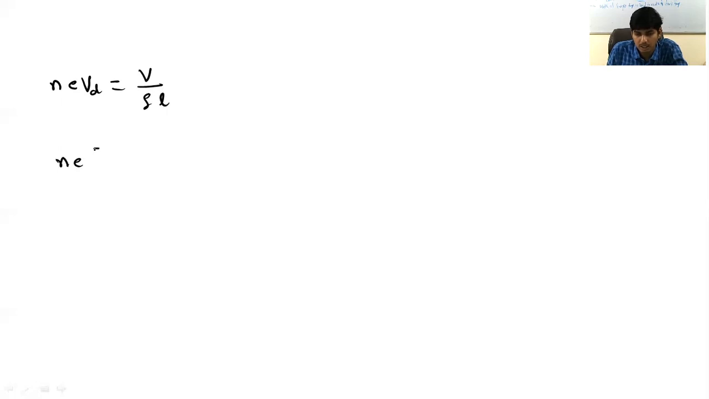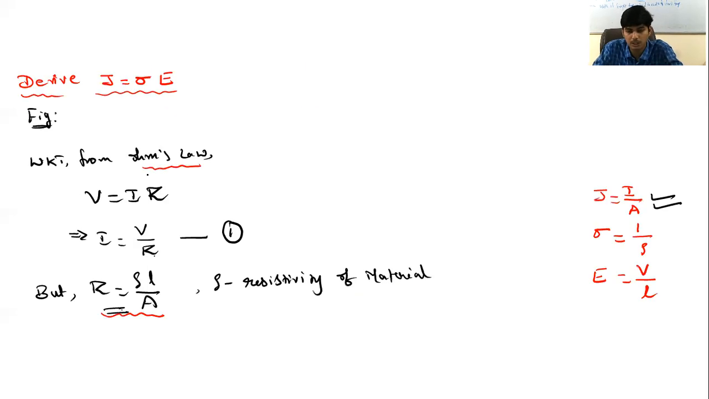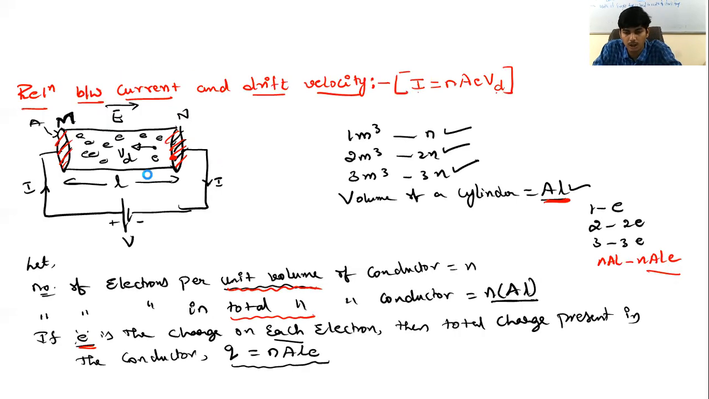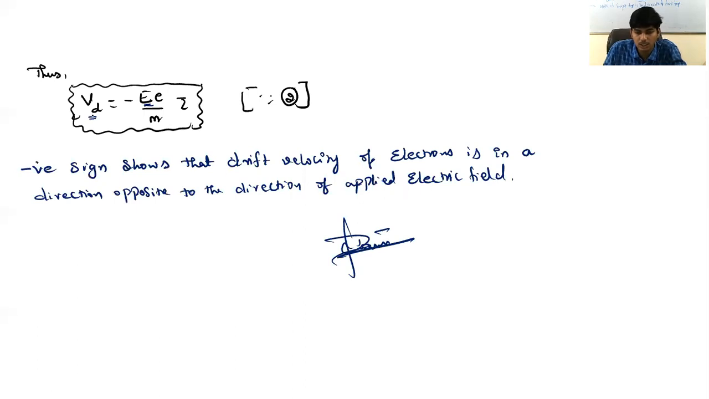I'll write NE. I know the expression for drift velocity. Drift velocity is capital E small e tau by M. We have derived this. Go back to the expression for drift velocity which we have derived. See, drift velocity VD is minus capital E small e tau by M. The negative sign here just represents that the drift velocity and the electric field are in opposite directions. It does not have any other significance. When you are substituting for drift velocity, do not substitute this negative sign, right?